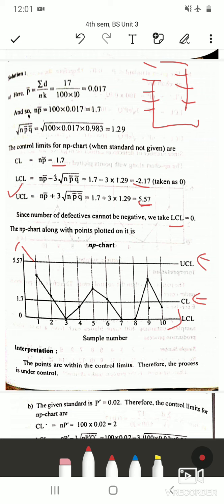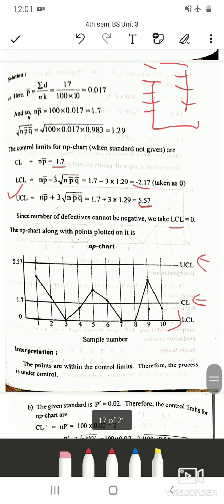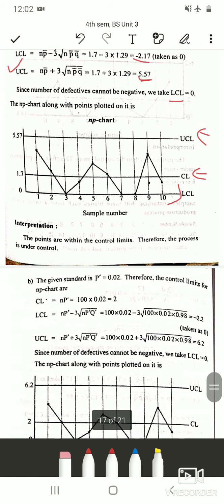So mark all the 3 limits, and then you can see here the first d value is 4, so it will be over here. The second one is 2, which is above 1.7. The third one is 0, therefore mark it on the x-axis itself. And the fifth value is 1. So mark all the points and join them and see if all the points lie within the limits or not. Here in this graph you get all the points within the limits, therefore we will say the process is under control. So this whole concept is very easy. All you have to do is remember the charts.